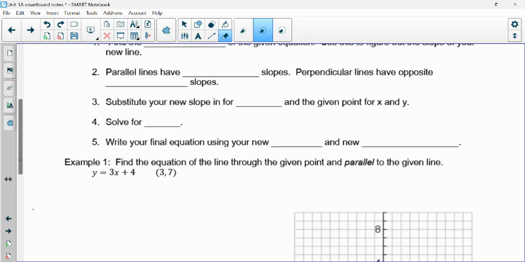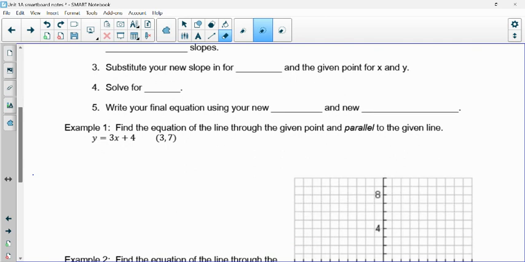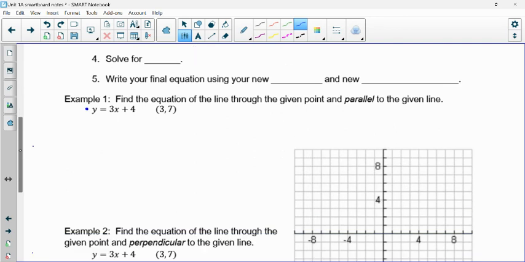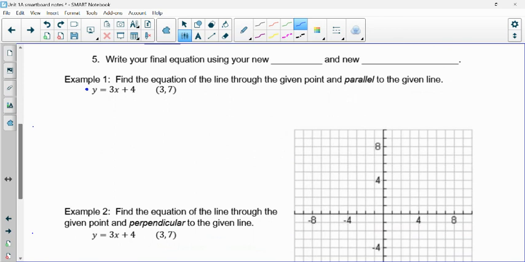So the first thing we're going to do, if we look down here, we're going to graph this equation right here, y equals 3x plus 4. Okay? I'm going to do that in blue. And if I have y equals 3x plus 4, what's our slope for that equation? 3. Or again, we can say 3 over 1. And our y-intercept would be 0, 4. Okay.